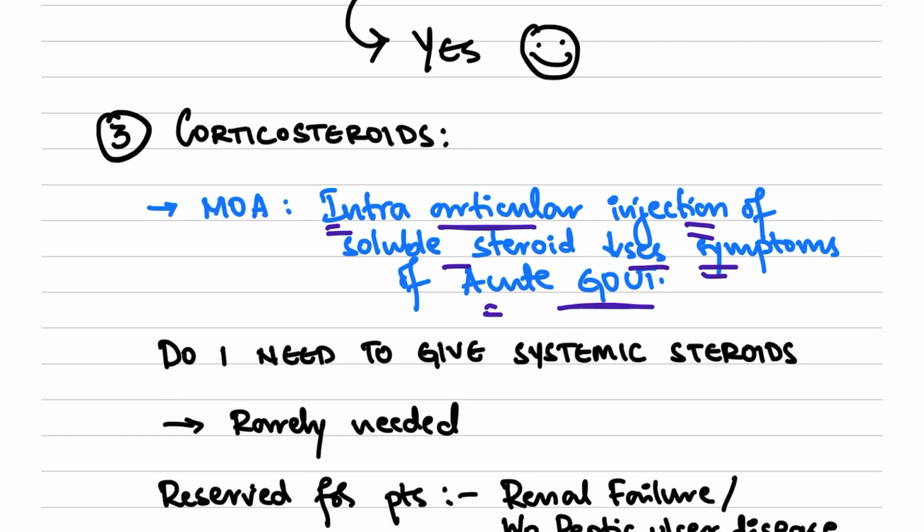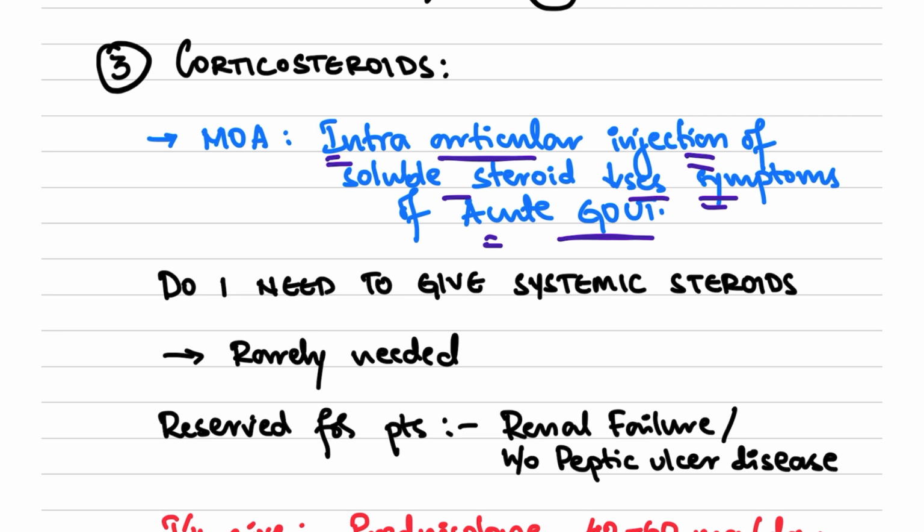Can I give systemic steroids in this patient? Yes, we can give, but it is rarely needed. Whenever the above two classes of drugs, NSAIDs and colchicine, are contraindicated, we can give systemic steroids. So these are specifically reserved for renal failure patients as well as those with a history of peptic ulcer disease. We know that peptic ulcer is a common side effect of NSAIDs, and if the patient is suffering from peptic ulcer disease, we can give systemic steroids. And we know that colchicine can cause renal failure, so in renal failure patients we can't give colchicine. If we can't give those two classes, we can give systemic steroids.